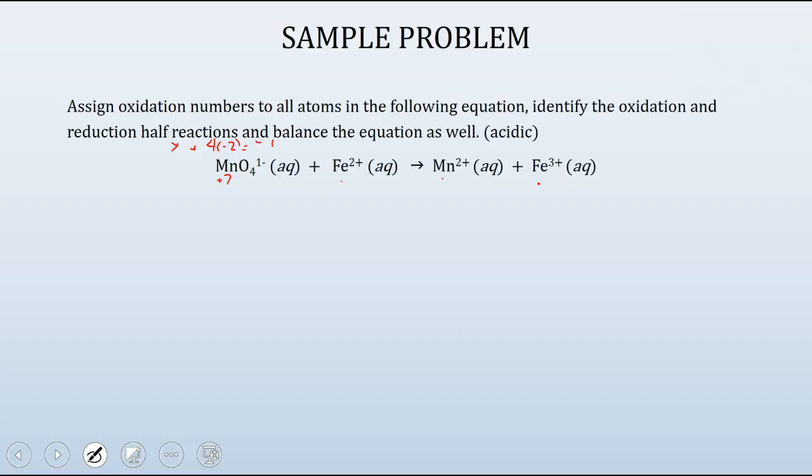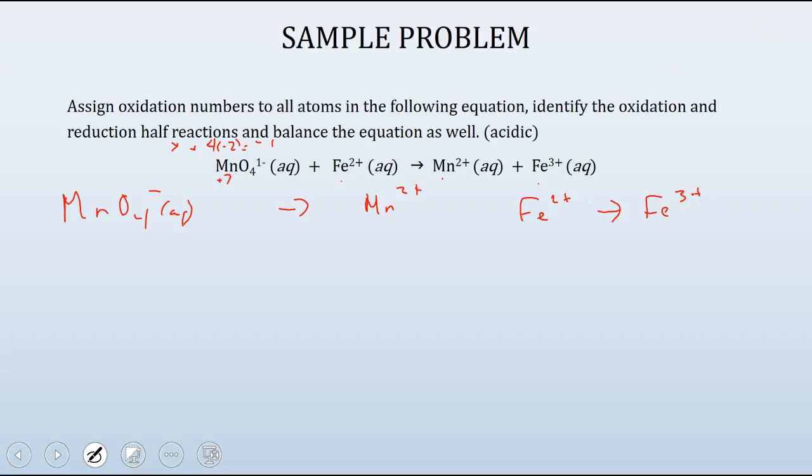So what's happening? Well, manganese is going from +7 to +2. The manganese is being reduced because it's getting smaller in charge. So that's my first half reaction. I have MnO4 minus, in aqueous form, yielding Mn2 plus. The other side of that reaction is the oxidation reaction. I'm going from Fe2 plus to Fe3 plus. I'm gaining more charge. So I have Fe2 plus going to Fe3 plus.